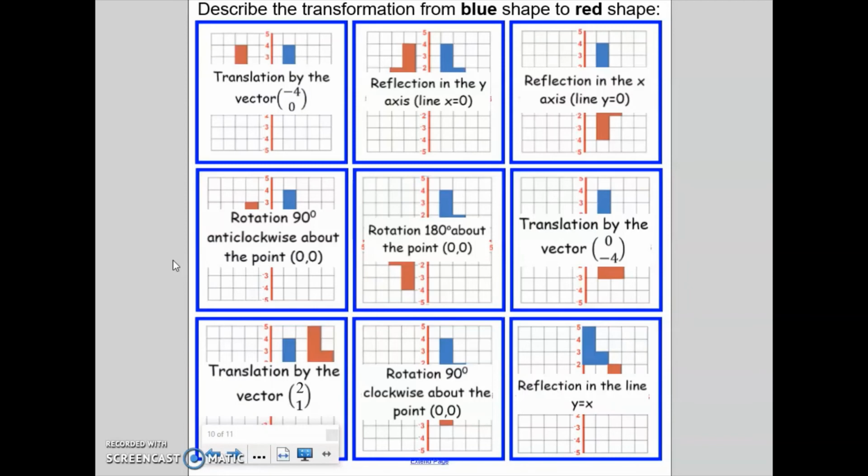And then once you decided that, you would go ahead and give me the full explanation, either by giving me the vector, maybe the equation of the line, or describing the rotation and the center of rotation. Very well done if you were able to get all 9 correct with full explanations of how those transformations occurred.